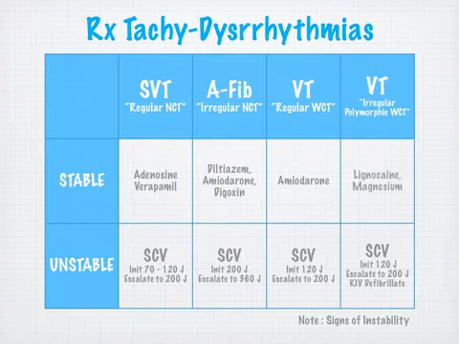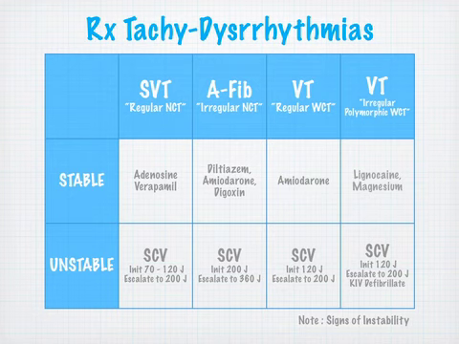If we look at the treatment for tachyarrhythmias, if they are stable, we use drugs. In a stable SVT, the primary drug of use is adenosine or verapamil. For atrial fibrillation, which is irregular narrow complex tachycardia, the drug of use is diltiazem or amiodarone or digoxin. For wide complex stable VTs, the drug of choice would be amiodarone, whereas for wide complex irregular polymorphic VTs, the drug of choice will probably be lignocaine or magnesium or some other drugs.